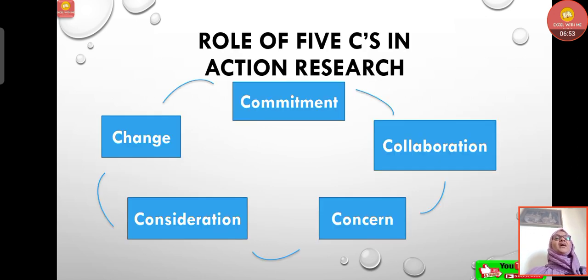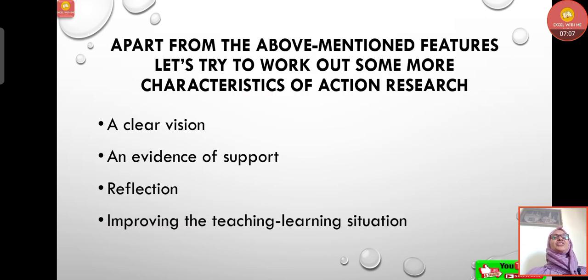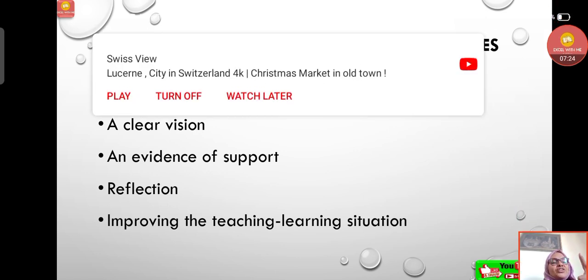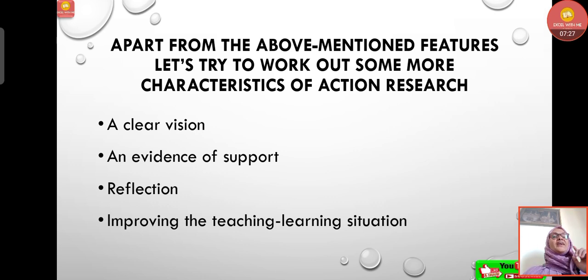Very well said. Now, role of 5 C's in action research, let's quickly understand. Commitment, collaboration, concern, consideration, change. These are the 5 C's we have to remember related to action research. Now, apart from the above mentioned features, let's try to work out some more characteristics of action research. Number 1, a clear vision. That is very important. A clear vision of the teacher that leads to the solution of the problem. And evidence of support, obviously, and then reflection. Whatever has been done, they have to reflect again and again so that improvement is possible.